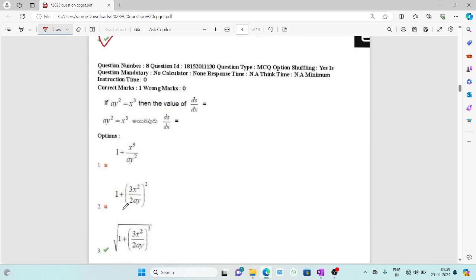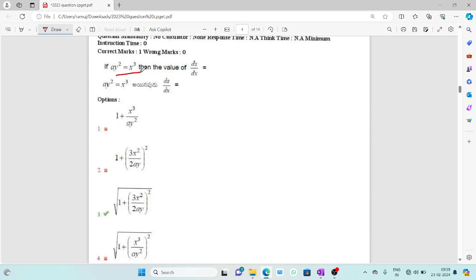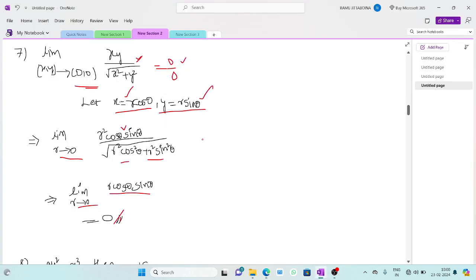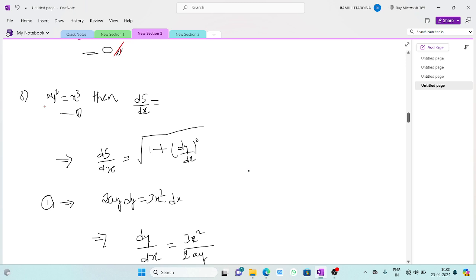So the eighth one is: if a y square is equal to x cube, then what is the value of ds divided by dx? This is the direct one, so I will tell how to proceed with this type of question. He already provided a y square equals x cube, and he is asking for ds by dx. Here s is the arc length of this curve. There is a formula for these types of questions: ds divided by dx is equal to the square root of 1 plus dy by dx whole square.